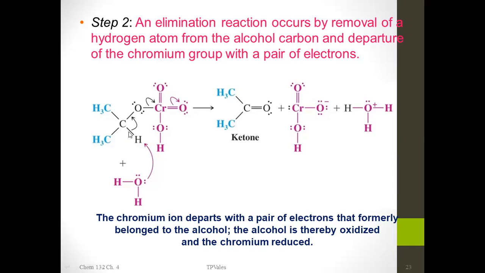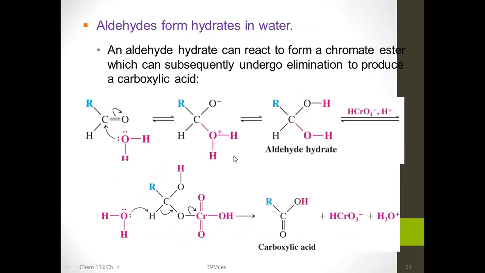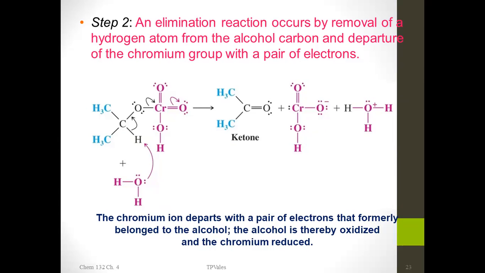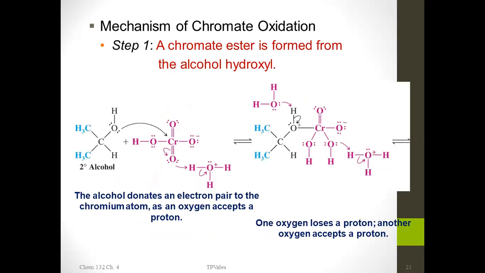This carbon-oxygen bond will be formed, the electrons will be utilized to form the carbonyl bond, and the electrons between oxygen and chromium will be converted to an electron density on chromium that satisfies the developed positive charge of chromium. And in the process, you get your ketone. So the chromium ion departs with a pair of electrons that formerly belonged to the alcohol. Okay, so what is your general reaction here?